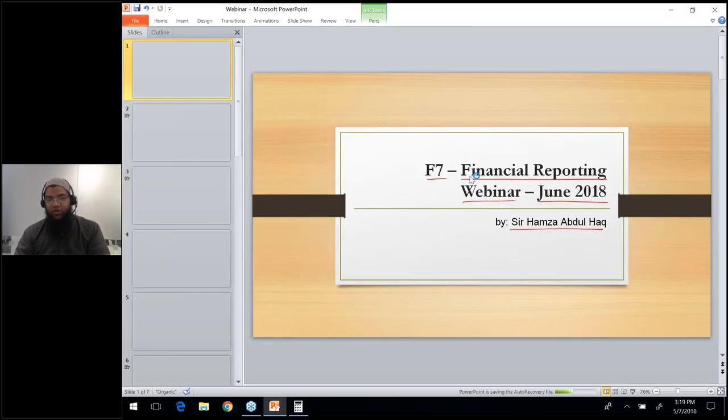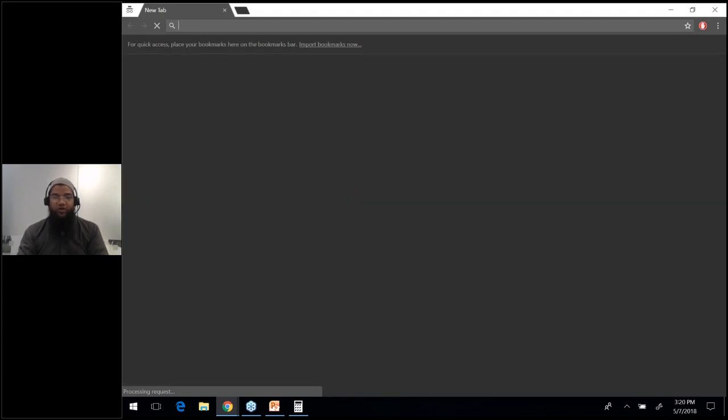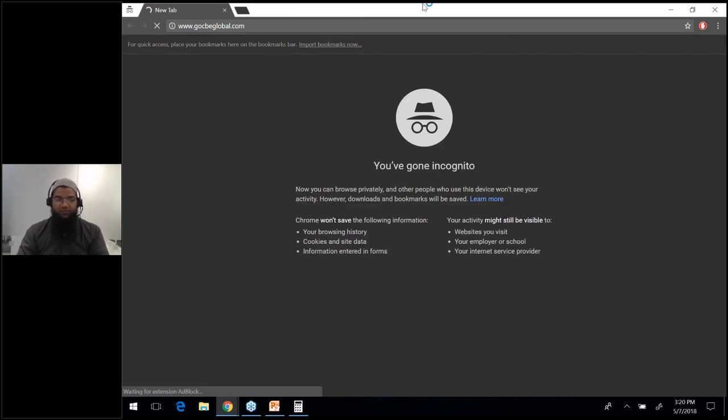Now let's start the QBR session for papers F5 to F9, because the paper pattern is CBE. So I would want to solve the paper in the real exam environment. So I'm using Chrome. I have used Control Shift N to move into the incognito mode. And I'm going to access a website by the name of gocbglobal.com. This is one of the websites that provides the real exam environment.